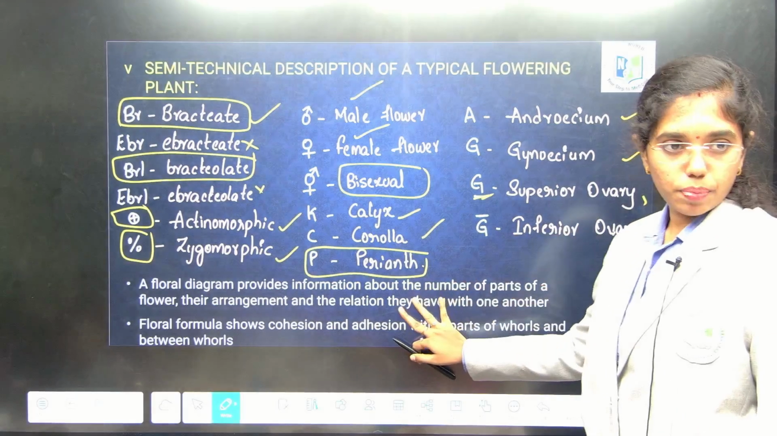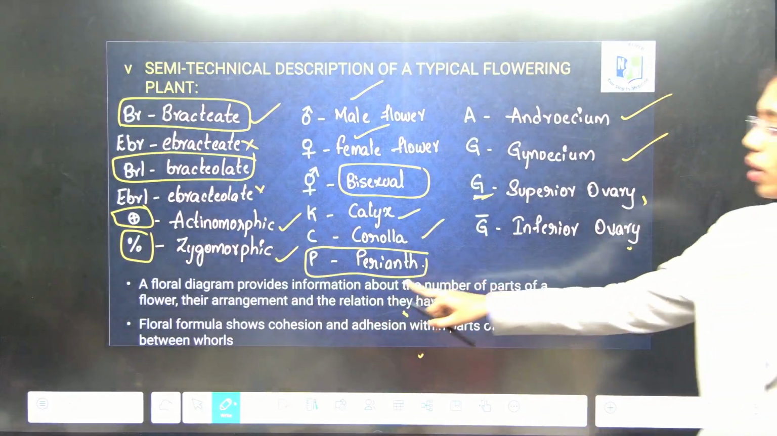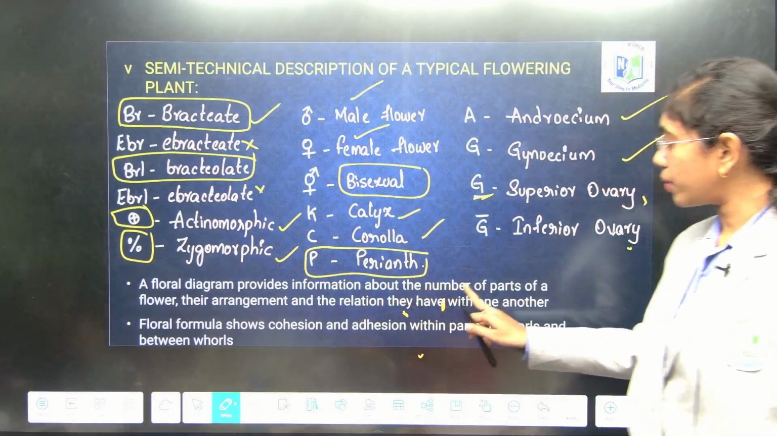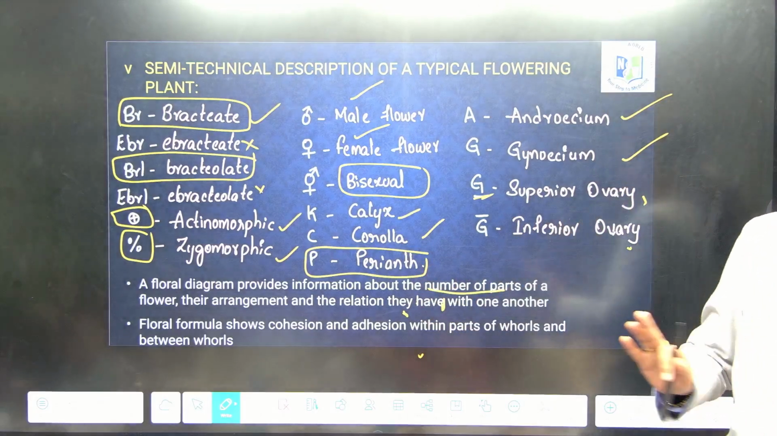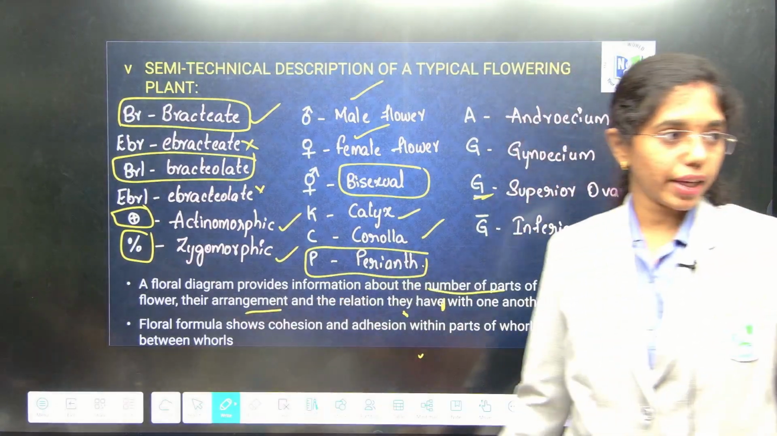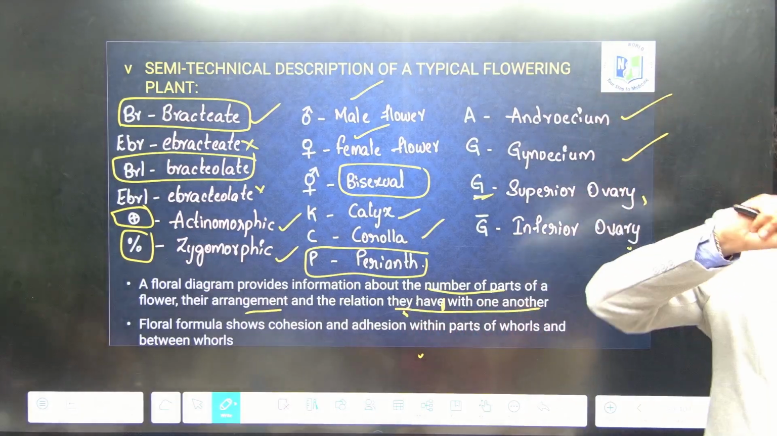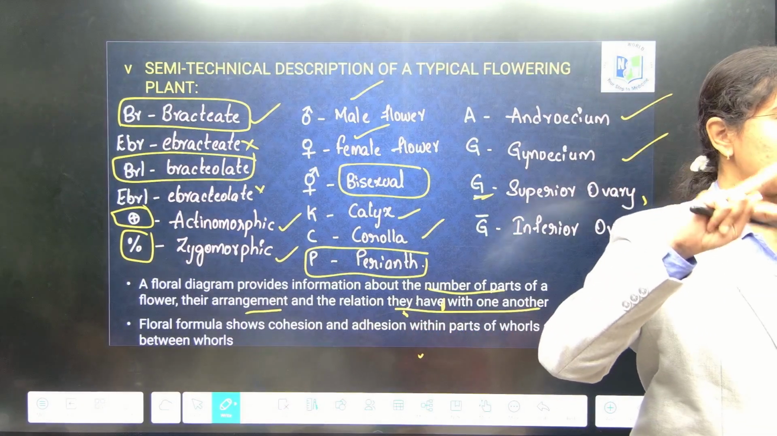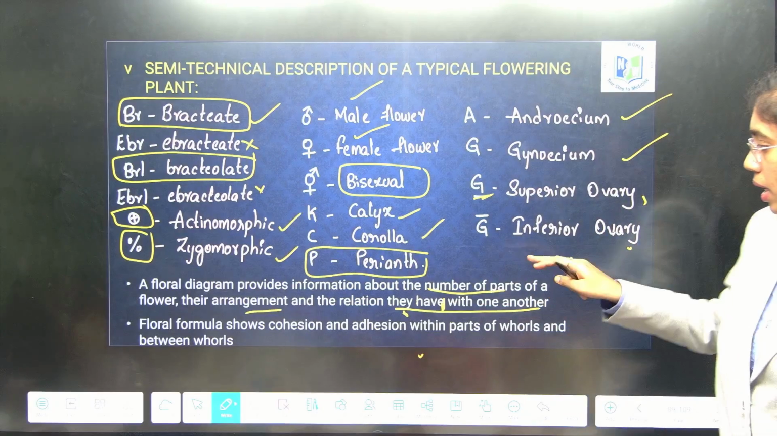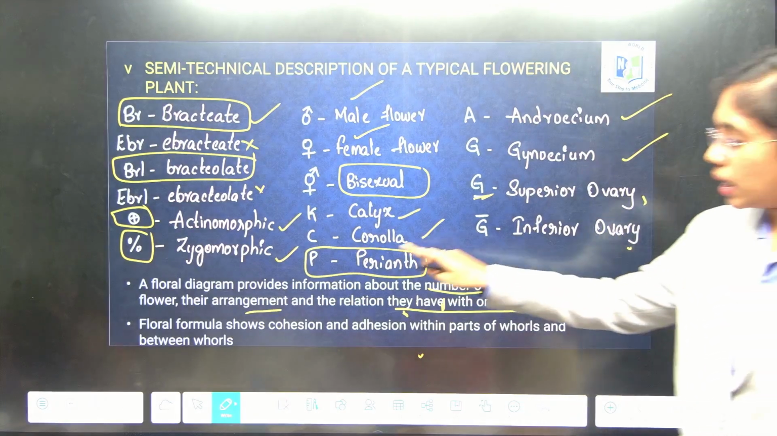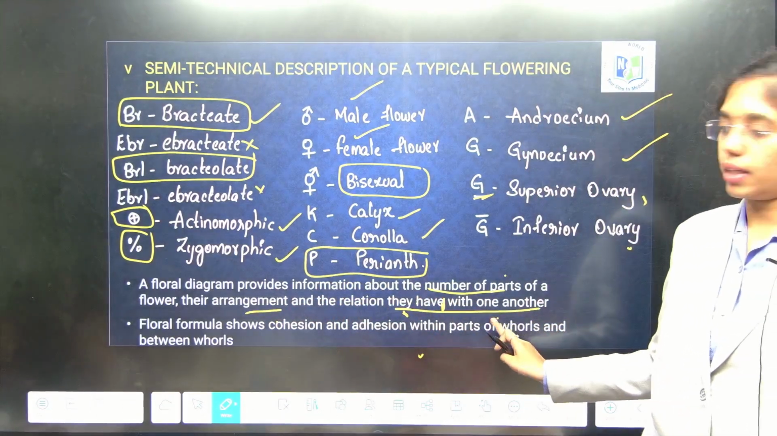This statement is important. What will a floral diagram provide you? A floral diagram provides information about the number of parts of a flower, how many parts are present, and their arrangement. You will get to know how they are arranged, and the relationship they have with one whorl to the other. Cohesion and adhesion you will get to know. What will you get to know from a floral diagram? Number of parts, their arrangement and their relationship with one another.